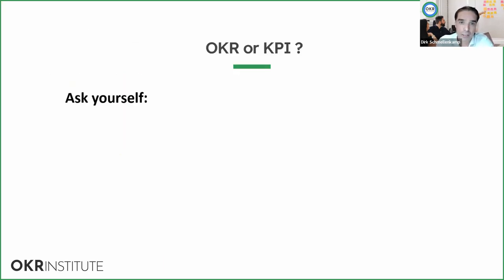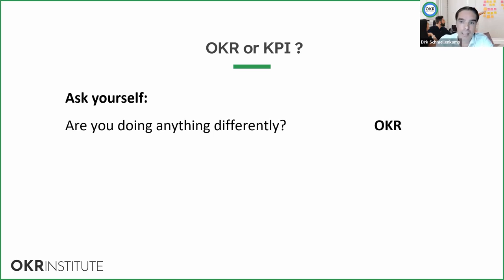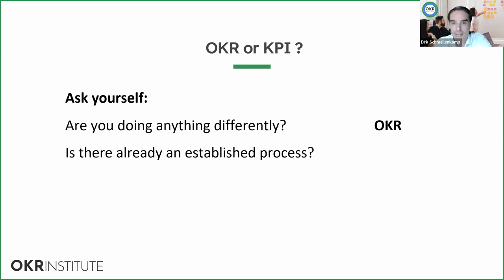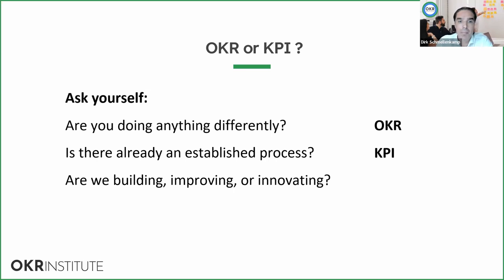So ask yourself the questions: when do we have an OKR and when do we have a KPI? Are you doing anything differently? That's typically an indicator for OKRs. Is there already an established process? You measure something constantly with not a lot of changes. That's a KPI. Are we building, improving, and innovating? That's a very essential part of OKRs. You want to improve your process, or you want to launch a new product. That's something where OKRs plug in.